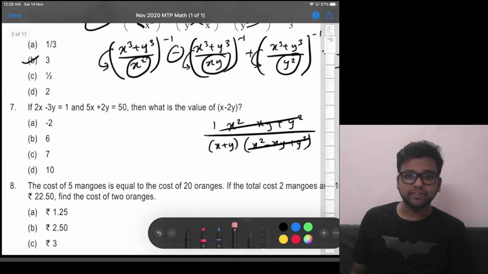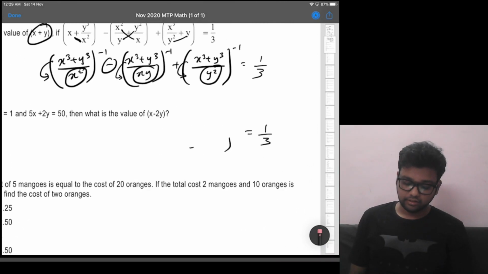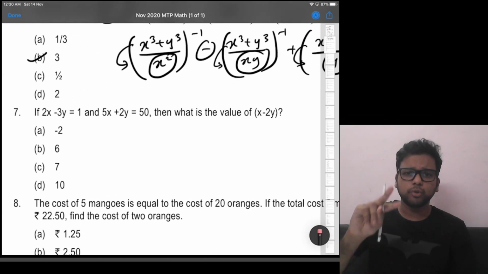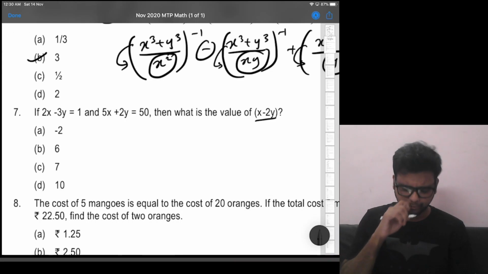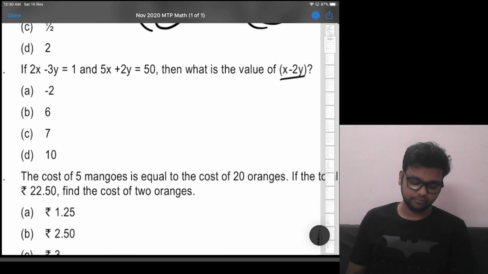7th is simultaneous equation. So easy. But the question is given in a clever way so that you'll have to solve it, necessarily solve it. Generally what we do, we put options in the question and solve. But here they are asking x minus 2y, so we'll have to solve it. Fine. You can solve by any method, substitution, addition, subtraction, determinants, whatever you want.